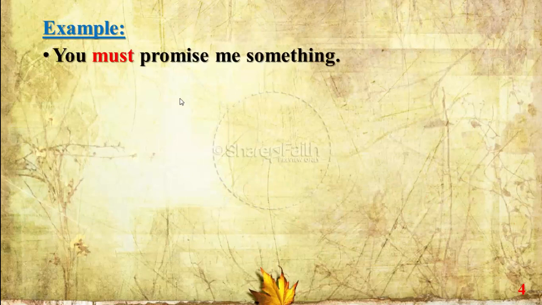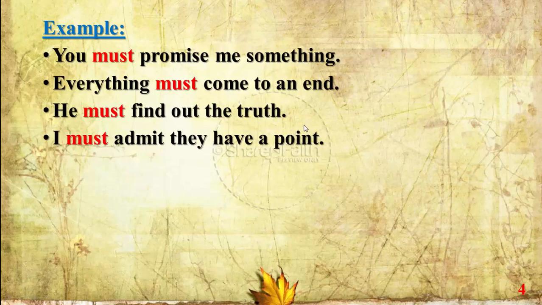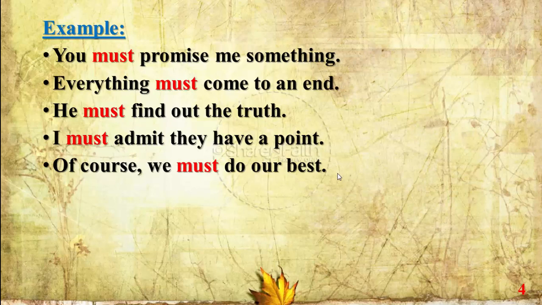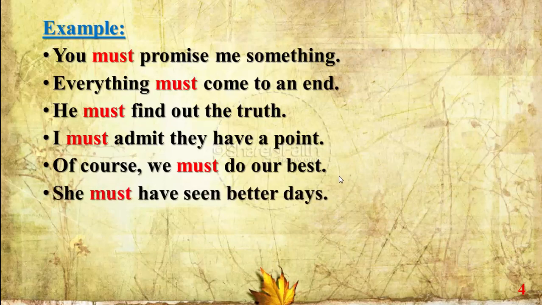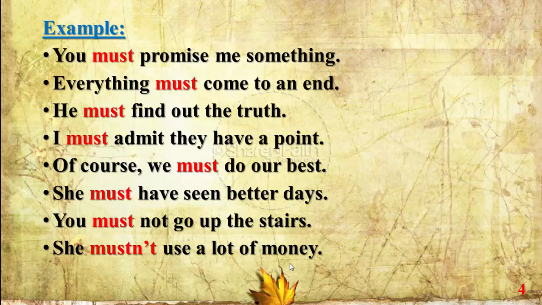Look at the example. When you use must, you then add the verb. You cannot say you must to promise me something, but the correct form is you must promise me something. Look at the other examples: everything must come to an end. He must find out the truth. I must admit they have a point. Of course, we must do our best. She must have seen better days. You must not go up the stairs. She mustn't use a lot of money.